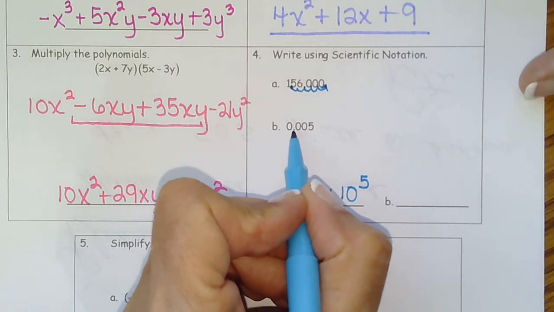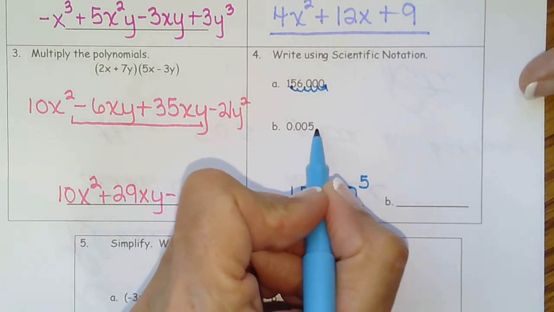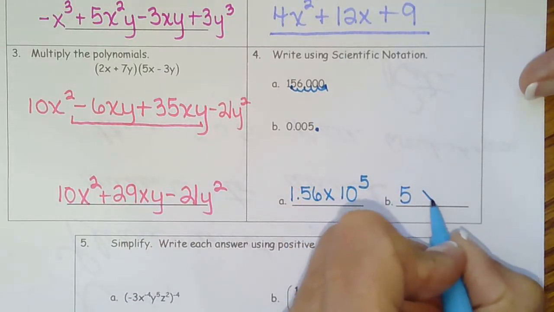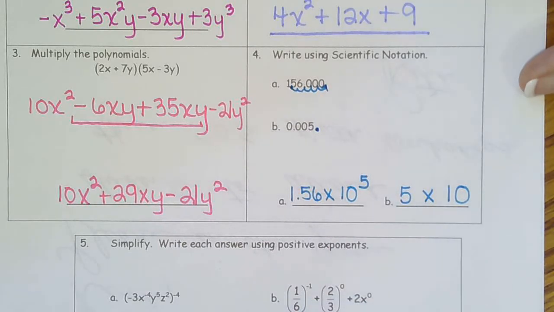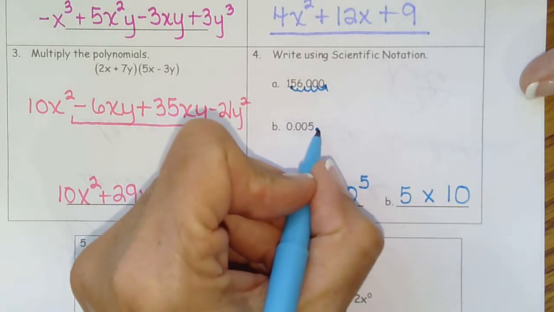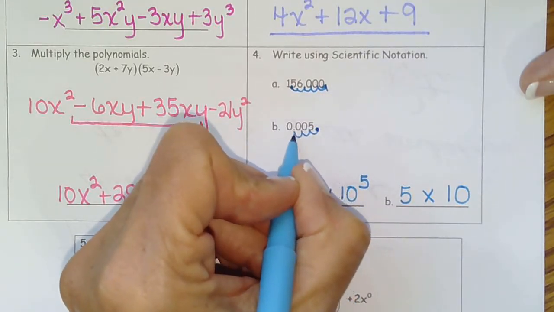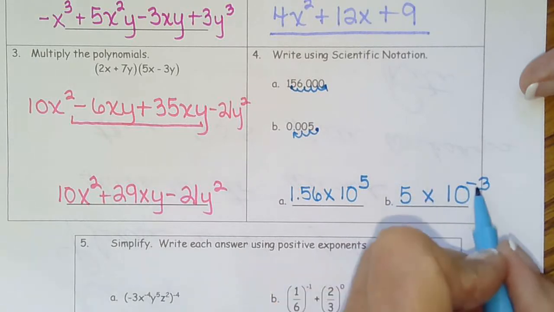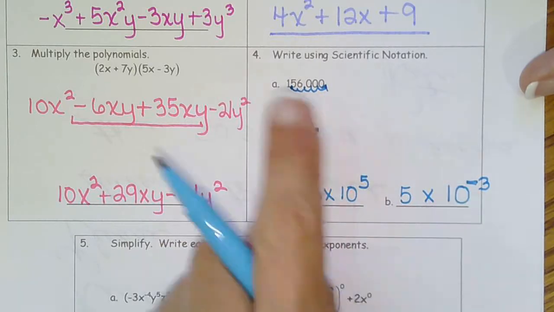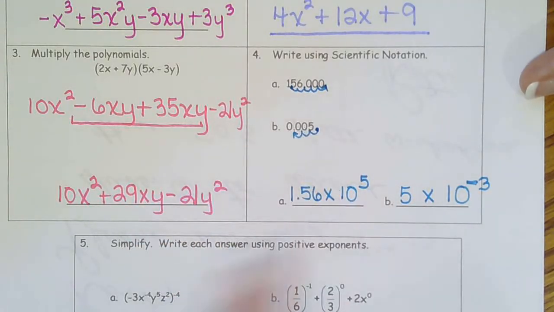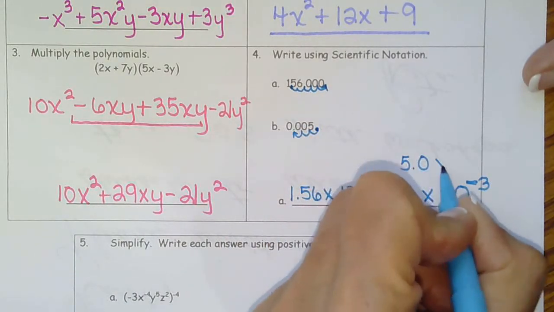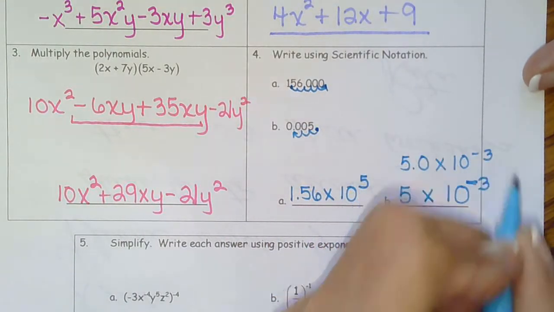For the next one, I go to the first number that's not 0. That would be the 5. So I can either write 5 or 5.0. It doesn't matter. Times 10, and I go from the new to the old, which is backwards 3 to get to the old decimal. So that's negative 3, which matches what I said. When the number is tiny, it gets a negative exponent. When it's a large number, it gets a positive exponent. And you could also write this as 5.0 times 10 to the negative 3, just FYI.